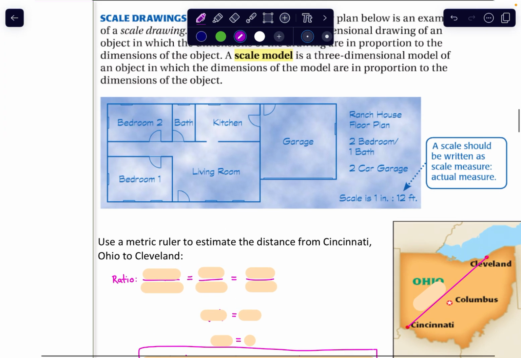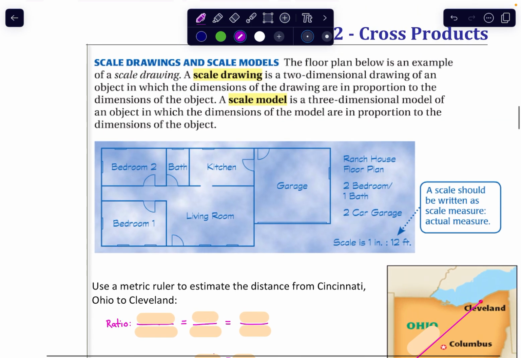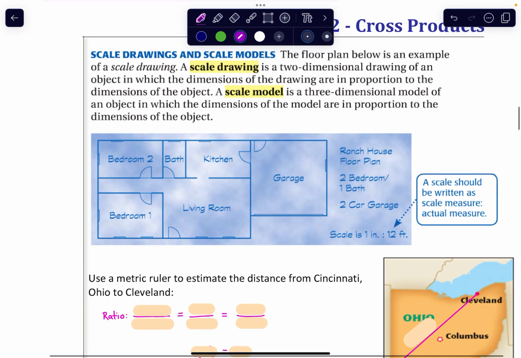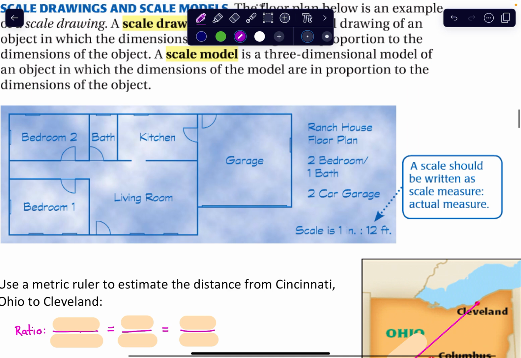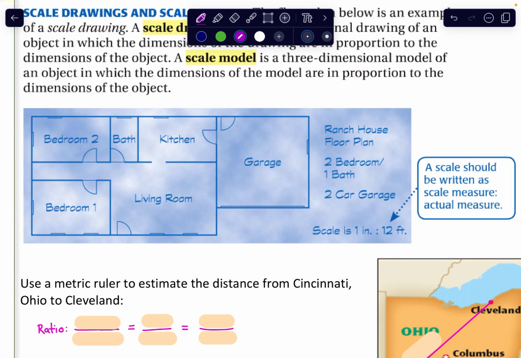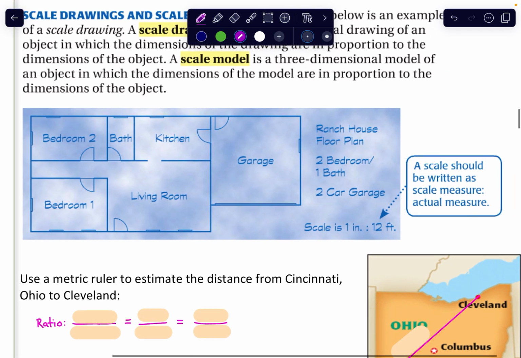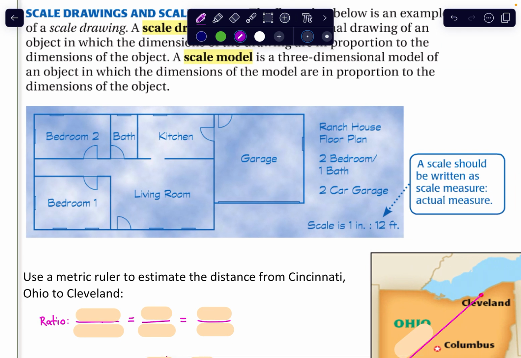Okay, obviously, if you're making a blueprint of a house and you're putting it on paper, you don't want the piece of paper to be the same size as the house. You want it to be smaller, but you need to make everything proportional. And that's where a scale comes in. The scale tells you what to do to every single number in the original house in order to draw it on your blueprint. So in this case, we're looking at this blueprint of a ranch house floor plan.